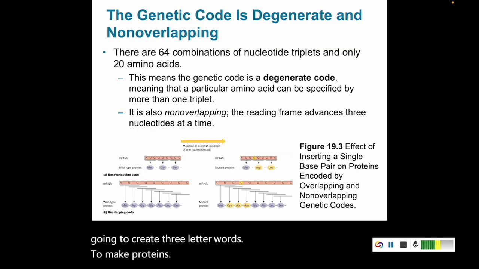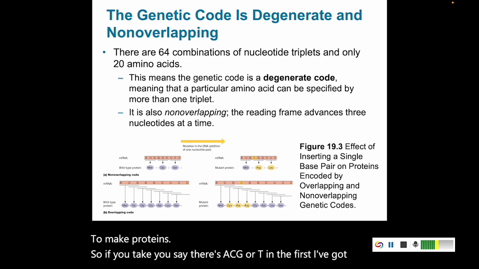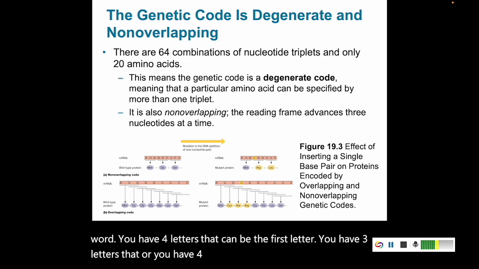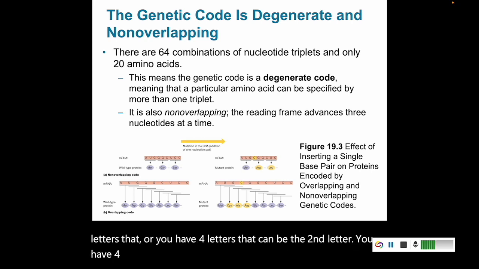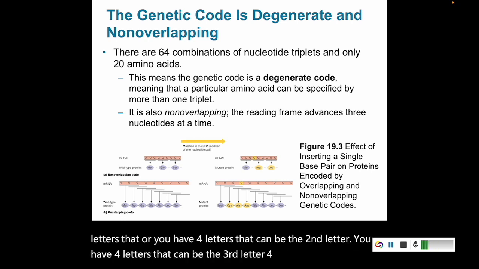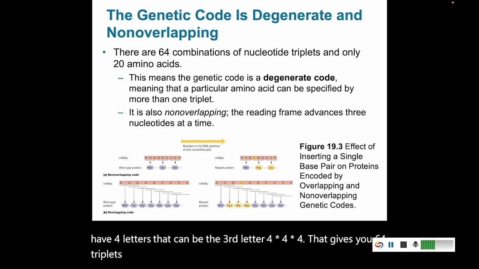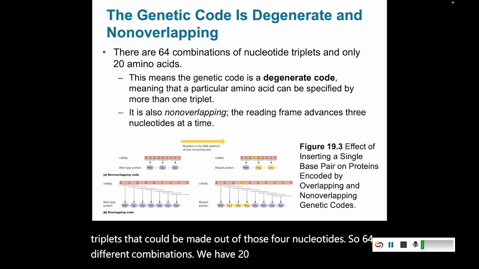If A, C, G, or T can be the first letter of that 3-letter word, you have 4 letters that can be the first letter, 4 that can be the second letter, and 4 that can be the third letter. 4 times 4 times 4 gives you 64 triplets that could be made out of those 4 nucleotides. So we have 64 different combinations, and we have 20 amino acids to make our proteins with.